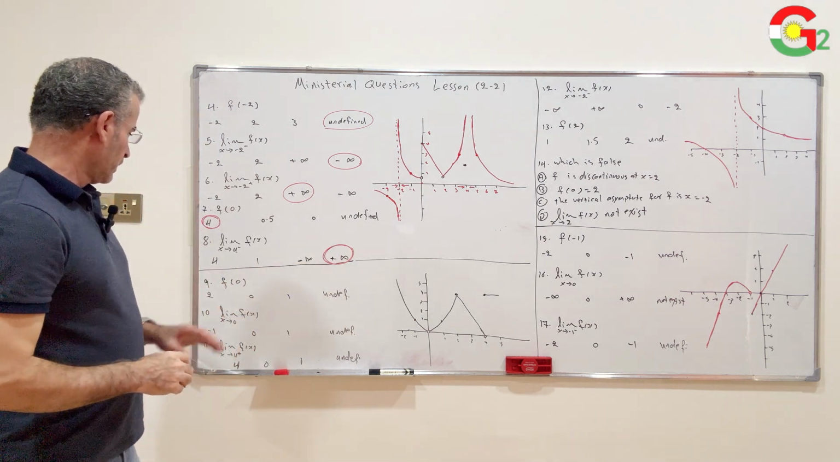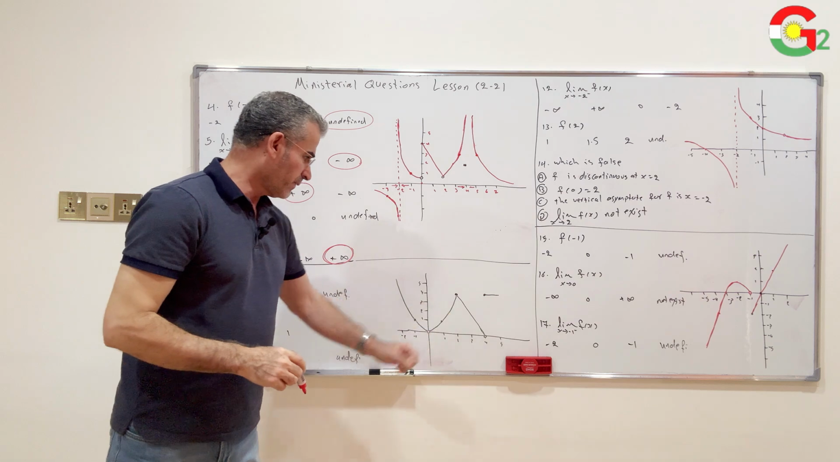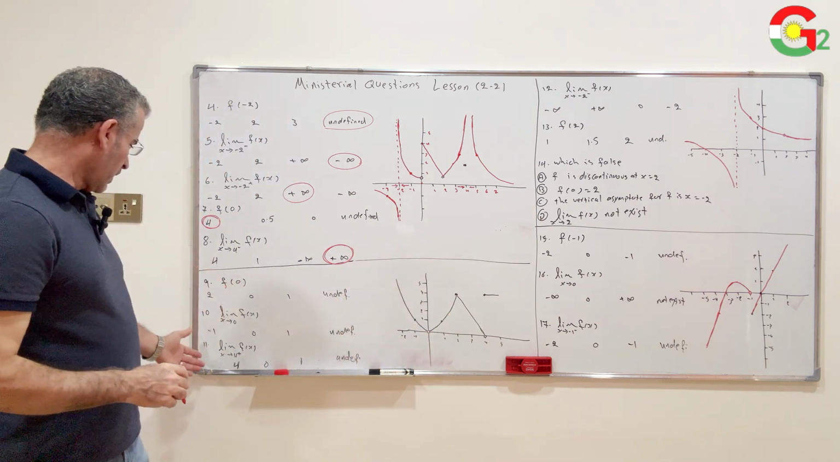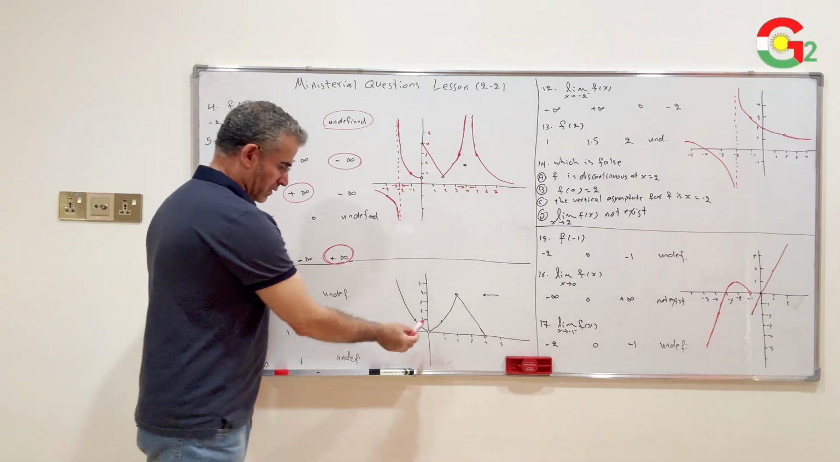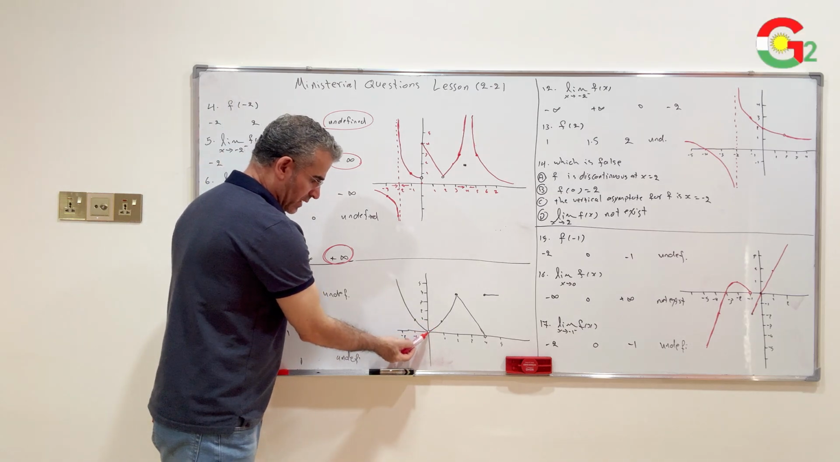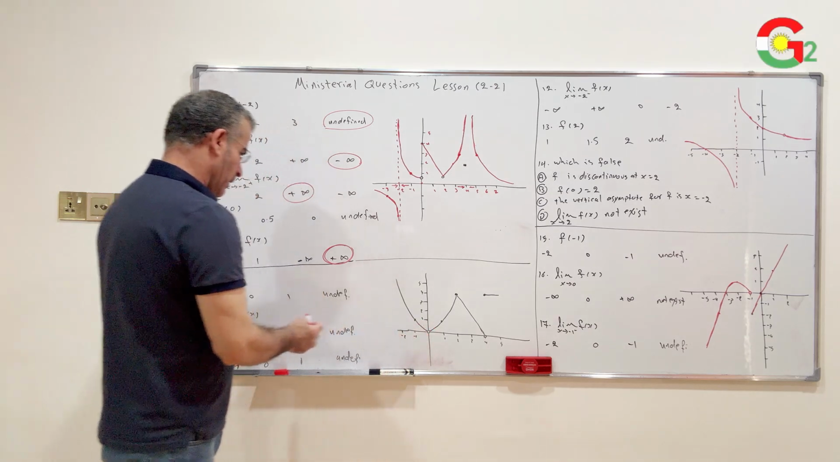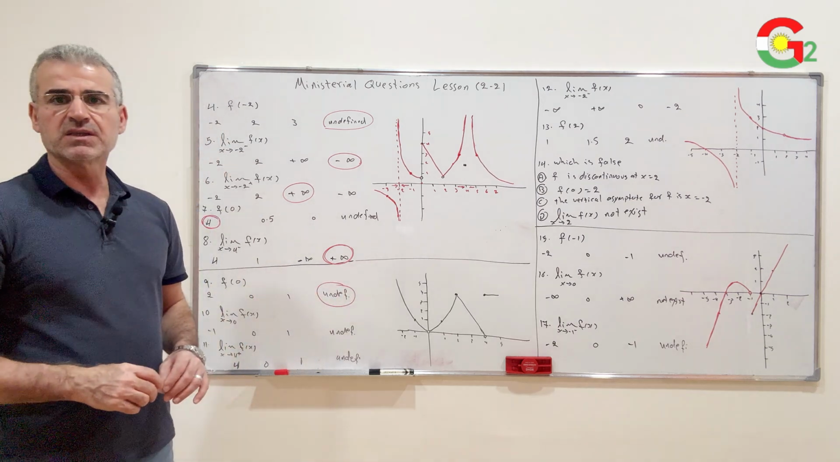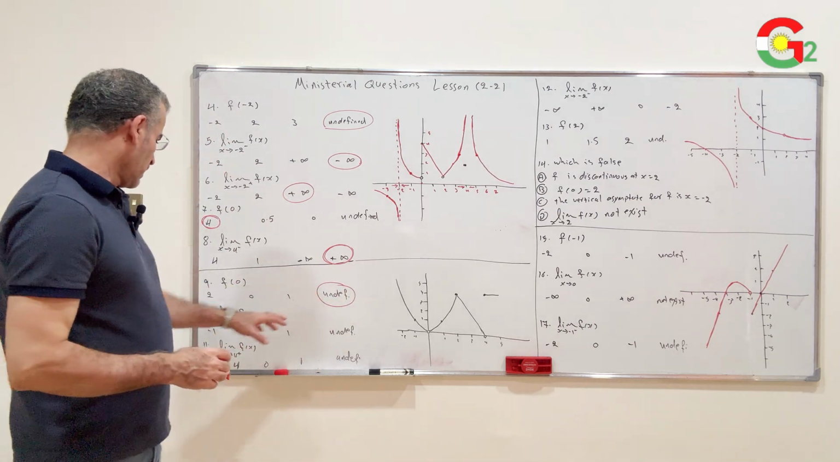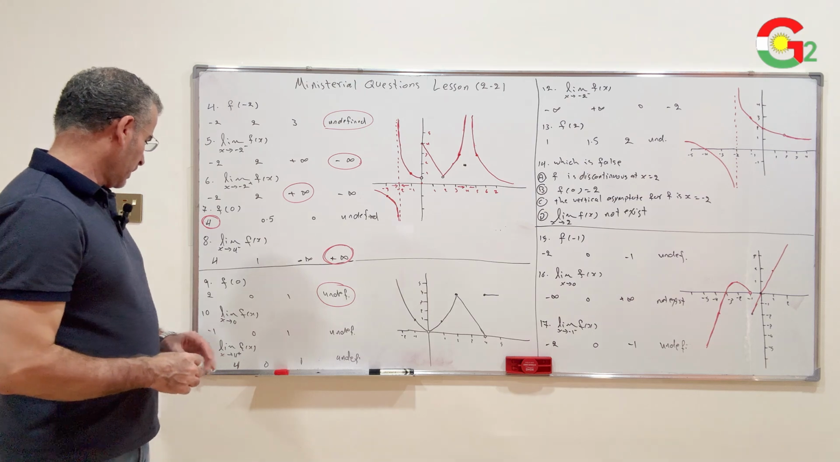Question number 9. Use the given graph to answer question 9 to 11. f of 0. As you see, at 0 there is a gap. Then the function is undefined at 0. Choice D.